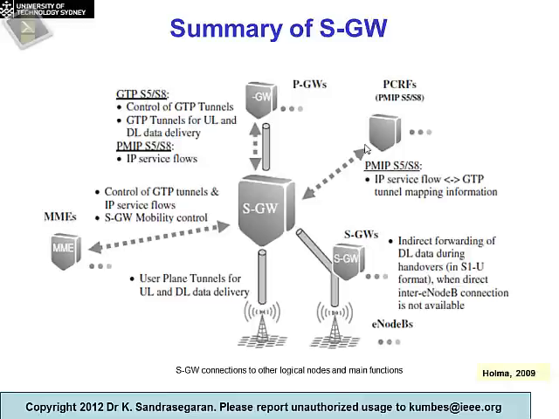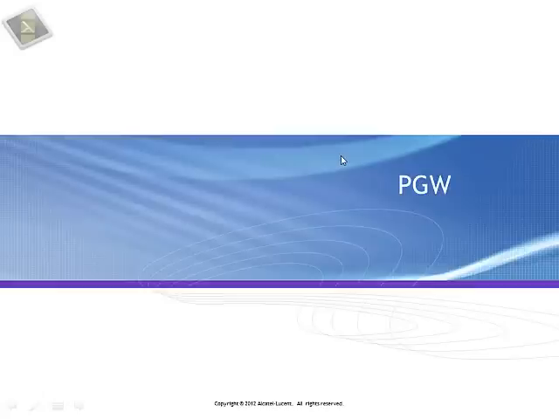Okay, we move on. So a quick summary of the SGW again from the slide. The SGW is talking with eNode Bs. The SGW may also talk with other SGWs. And you also have the SGW talking with the packet gateways. The third element in the EPC is the packet gateway.